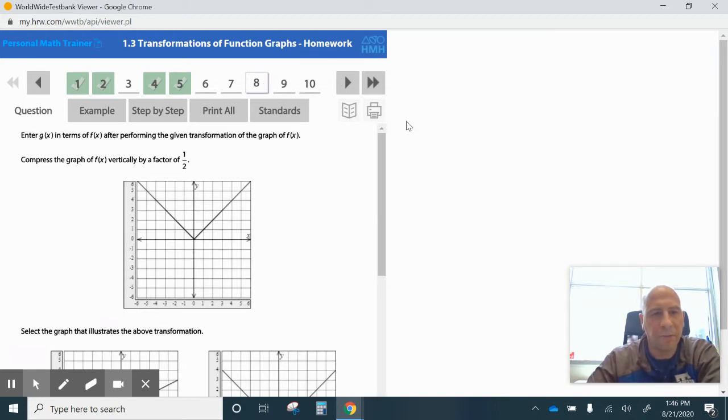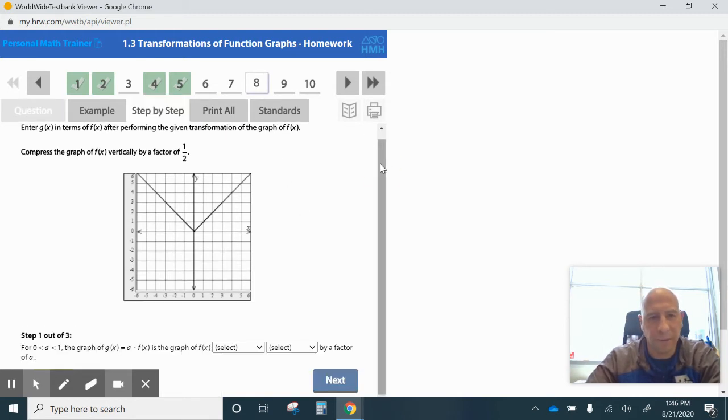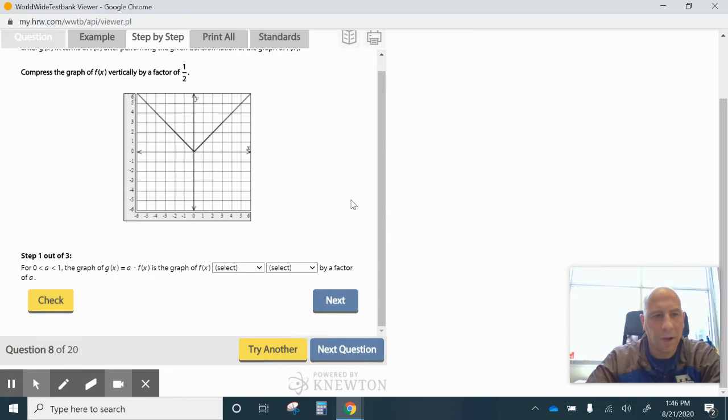All right, enter g of x in terms of f of x after performing the given transformation of the graph of f of x. Compress the graph of f of x vertically by a factor of 1/2. Okay, and again, I think this is one of those good questions that step by step is probably going to help. All right, for 0 is less than a, less than 1, the graph of g of x is equal to a times f of x. Notice when it's vertical, the number is in front. Okay, so the graph of f of x is, this is 1/2, so that's compressed, and that's vertically. And you know it's vertically because the number's in front of the f of x.